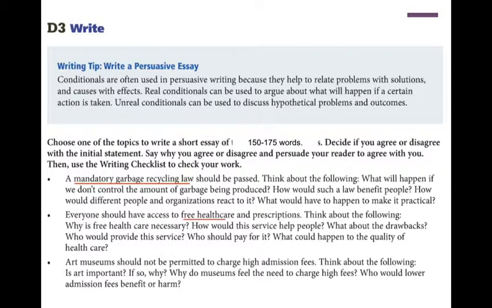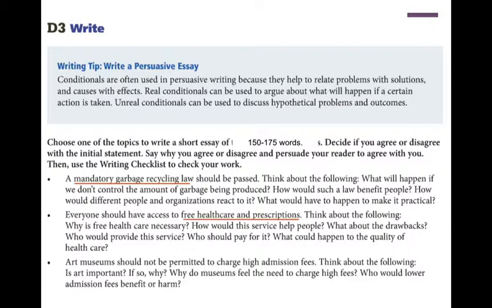Another topic, everyone should have access to free health care and prescriptions. Think about the following. Why is free health care necessary? How would this service help people? What about the drawbacks? Who would provide this service? Who should pay for it? What could happen to the quality of health care?